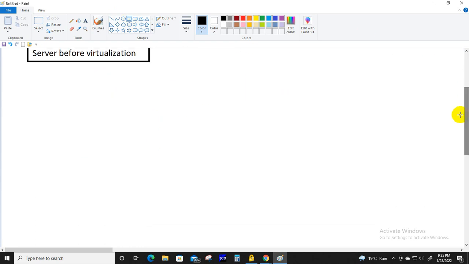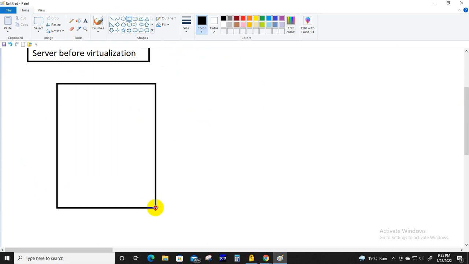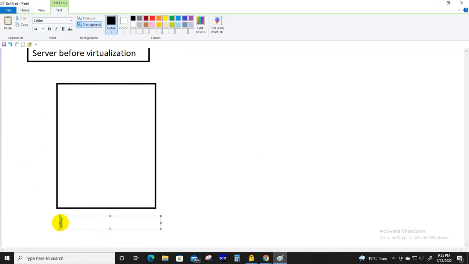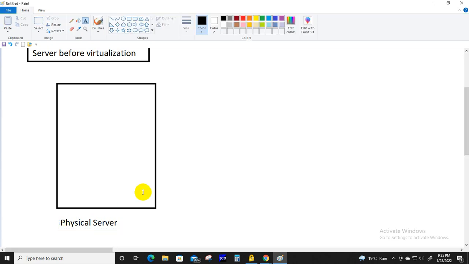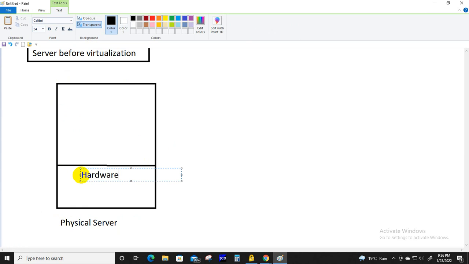So how was it? Let us consider it is a server. It is a physical server, a dedicated hardware. So we have hardware like CPU, RAM, storage, NIC, etc.